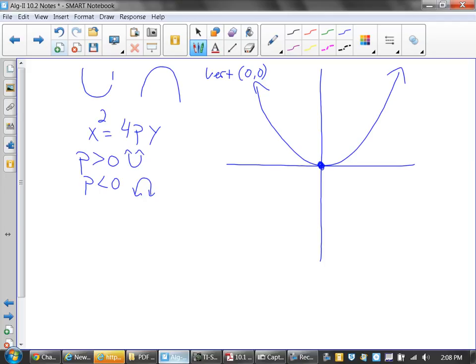Okay. What we're looking at now is that we're going to label out some new parts. One of the parts we're going to talk about is called the focus. The focus is always inside the parabola. The parabola is always closing in on the focus, whether it's up, down, and in a minute here, right or left. It always is opening towards the focus. It's what it's looking at. It's what it's focusing in on.